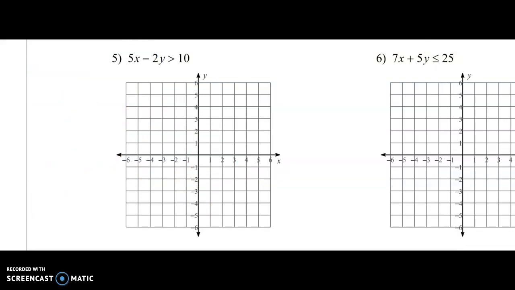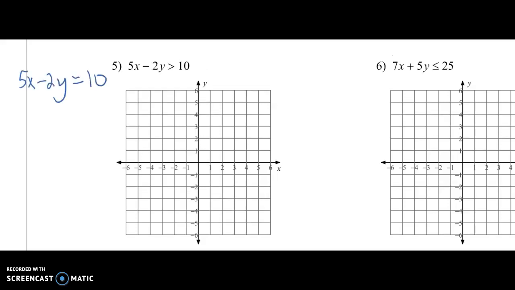Let's move on to example number 5. So here we're looking at, again, a linear inequality, which we have to graph the boundary line and figure out what side of that boundary line to shade. So again, we may consider changing that inequality to an equal sign to bring us to a more familiar situation. So here we want to graph this linear equation.